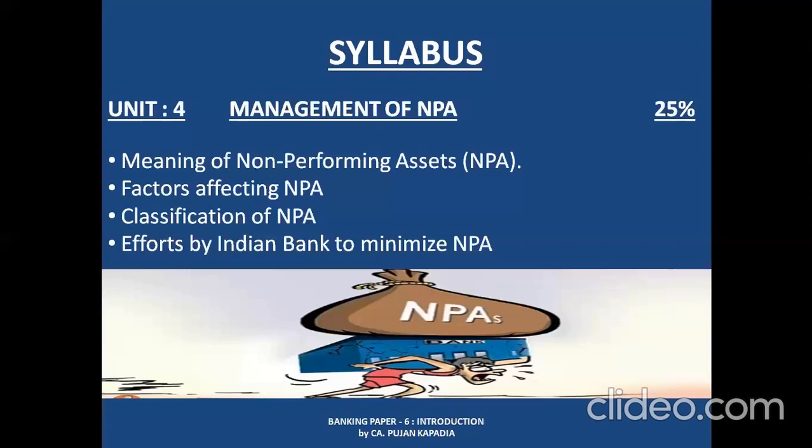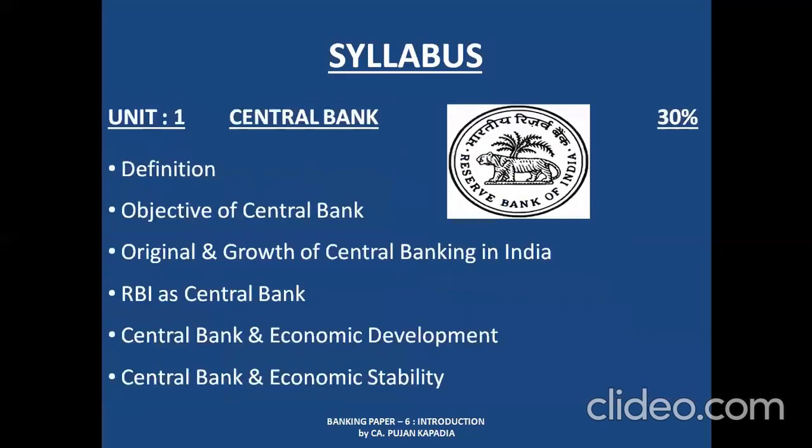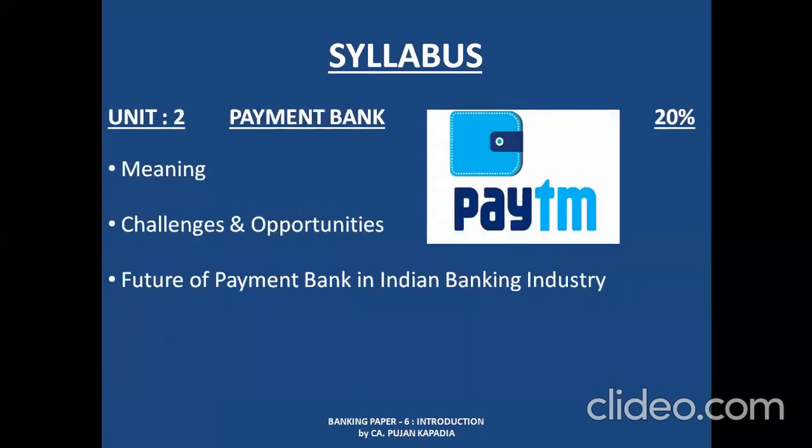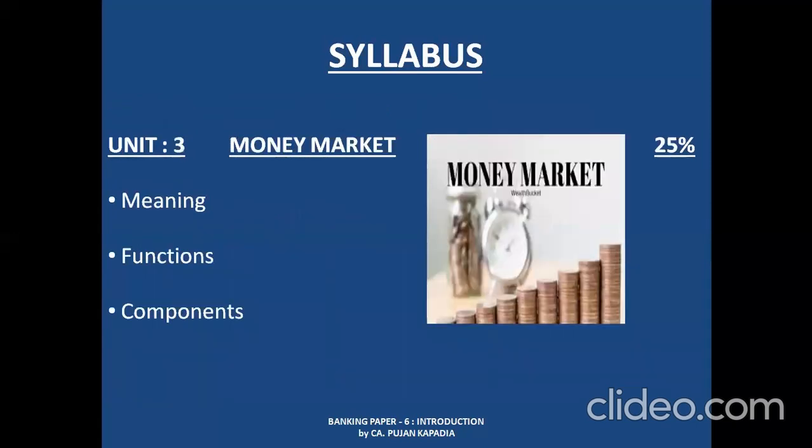This is the entire syllabus. Just to take a quick view over it, the first unit is about the central bank. That is, we are going to study the overall central bank and RBI as the central bank in India. Weightage is 30%. Second is payment bank, 20% weightage, with a few topics: meaning, challenges, opportunities, and future. Third is money market. Weightage is 25%.